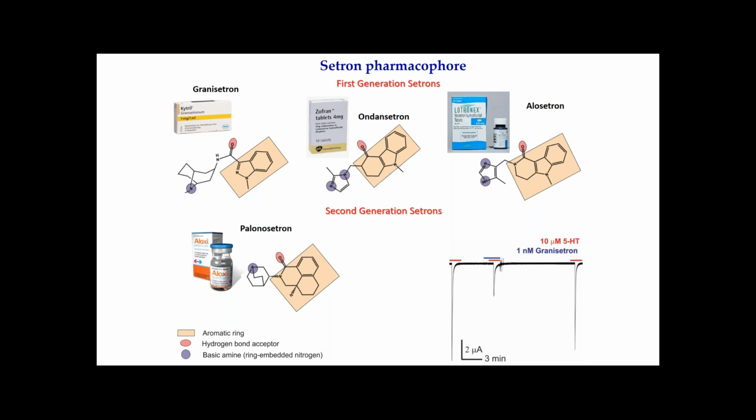Among the several types of 5-HT3, or serotonin-3, receptor modulators are setrons. Setrons are competitive antagonists of these receptors. Currently available setrons belong to the first generation and the second generation setrons. If you look at their structures, you see they all share a common pharmacophore. They have a planar aromatic ring. They have a basic amine N that is embedded within a ring. And linking these two groups is a hydrogen bond acceptor group.